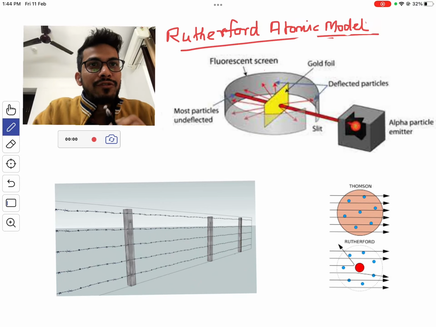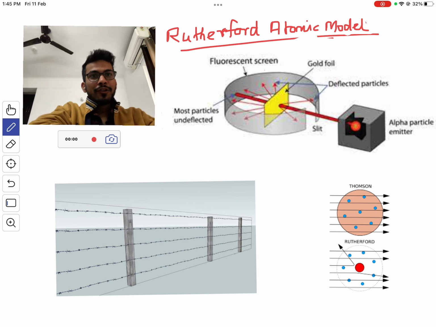Hello students, I'm Satyendra. I'm going to teach you about the Rutherford atomic model. So, what is the Rutherford atomic model?